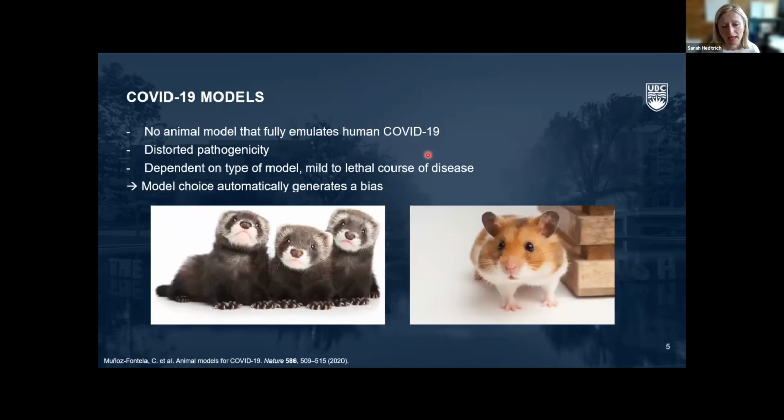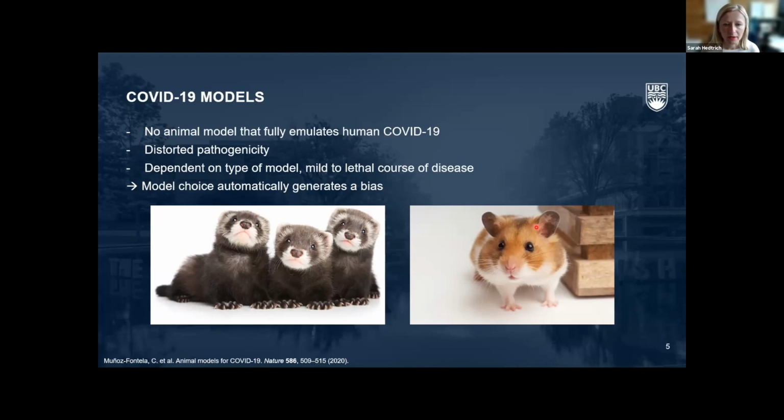Coming back to the COVID-19 models, at the beginning of the COVID-19 pandemic, there was no established model. And back in summer last year, the WHO formed an expert panel in order to identify the most suitable animal model for COVID-19. And this expert panel published their results, I think, in fall last year. What they concluded is that there, in fact, is no animal model that fully emulates human COVID-19.